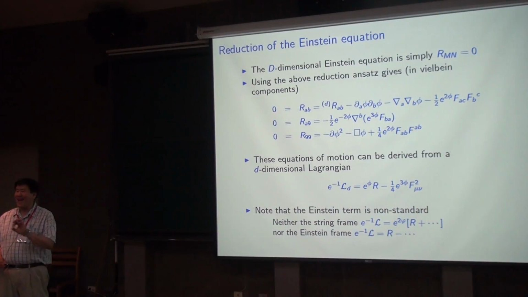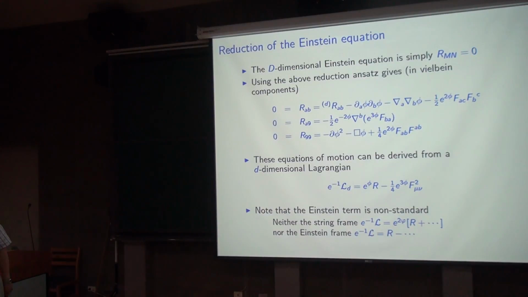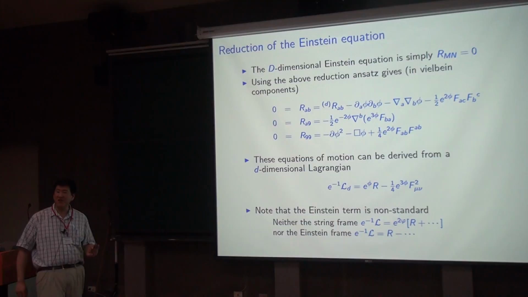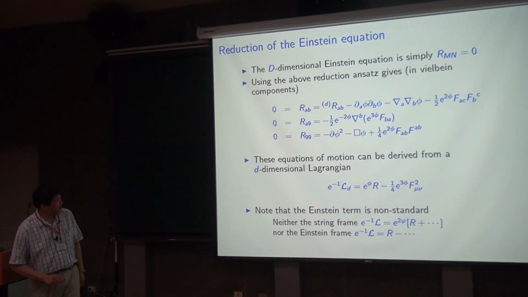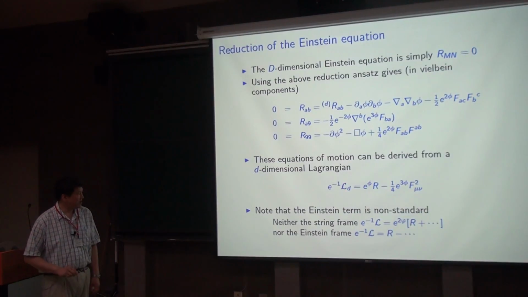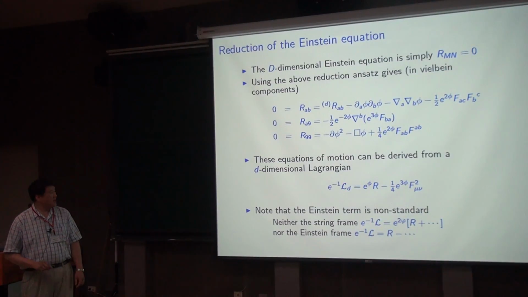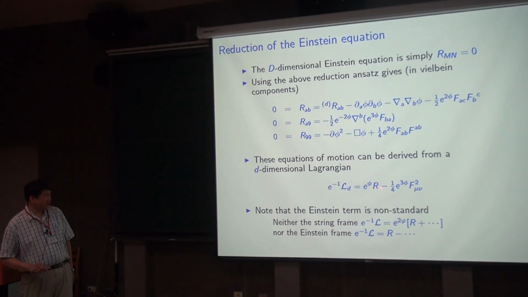So in fact, if you work at it a little bit, you'll realize that these three equations of motion are not the standard Einstein-Maxwell-Dilaton equations of motion. However, they can actually be derived from this four-dimensional Lagrangian over here, which looks kind of funny. This is not canonical Einstein-Hilbert because there is an e to the 2 phi in front of it. This is sometimes called a Brans-Dicke term.